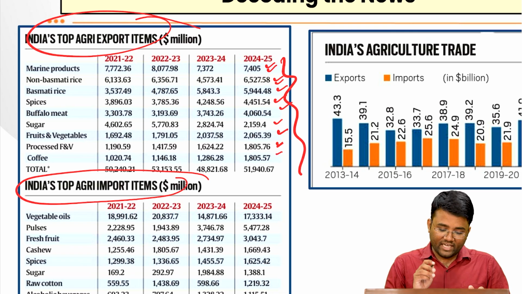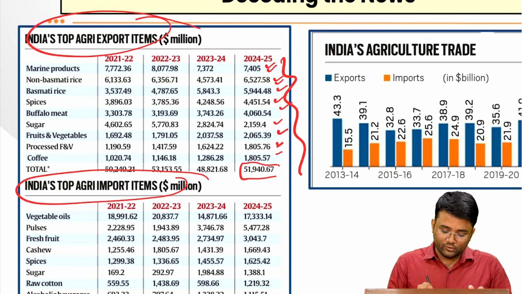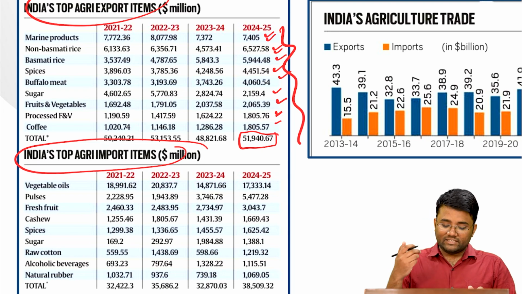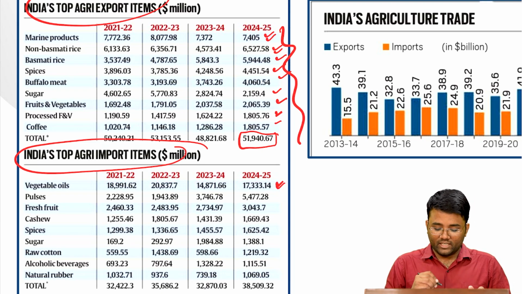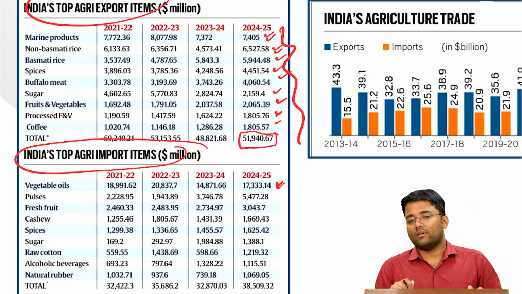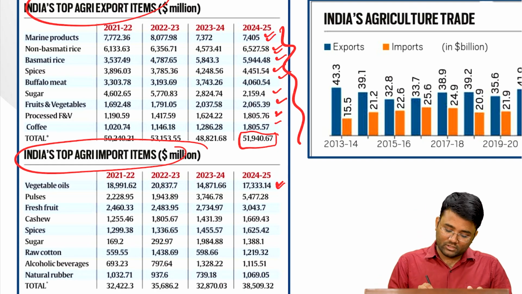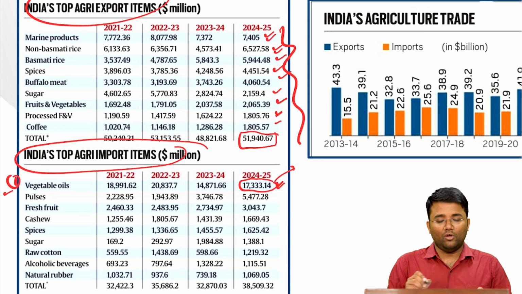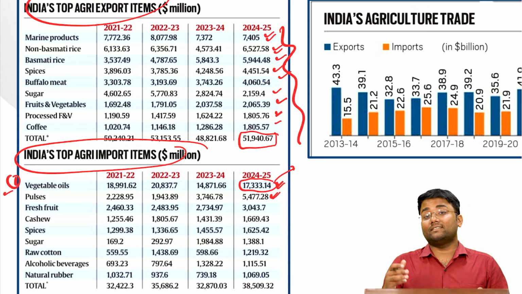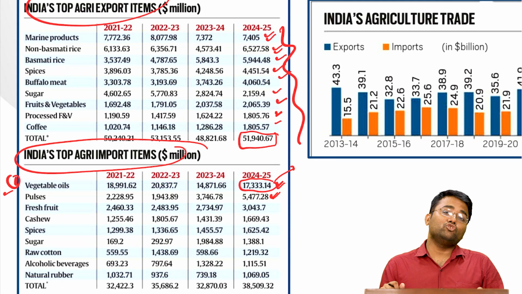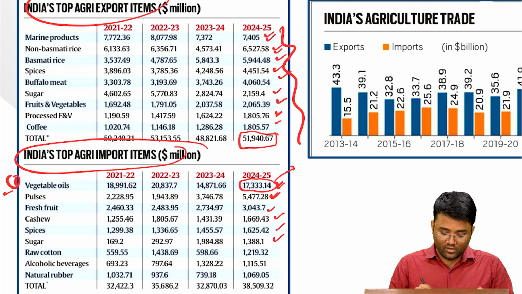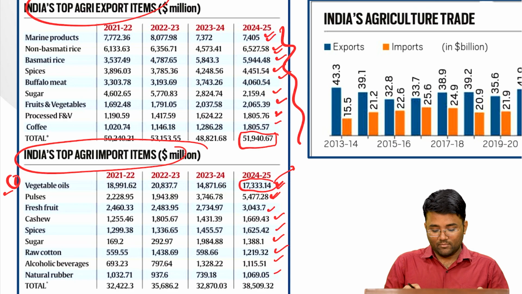Total agri export is around $51,940 million. Among the top agriculture import items, one of the important ones is vegetable oil. This is the highest expense that we are incurring. Then we have pulses. We are the highest producer, importer as well as consumer of pulses. Then there are fresh fruits, cashew, spices, sugar, raw cotton, alcoholic beverages, and natural rubber.